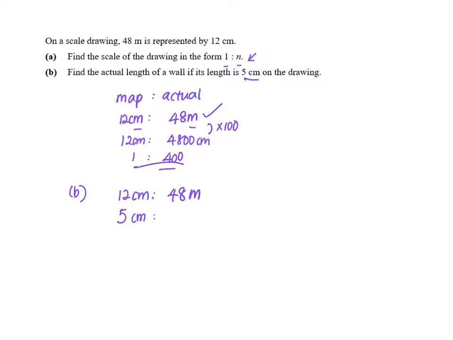Okay, you do the working. 1:400. No need to change. Use this. Use this directly. So I get 5 divided by 12 times 48. Answer is 20 meters. So if I write the labeling actual on top, I don't need to write a statement. If I never write the labeling on top, I need to write a statement. Okay, so it depends on which one you want.